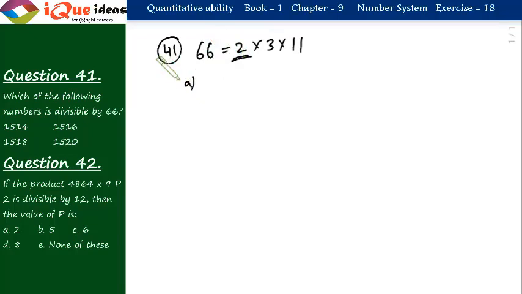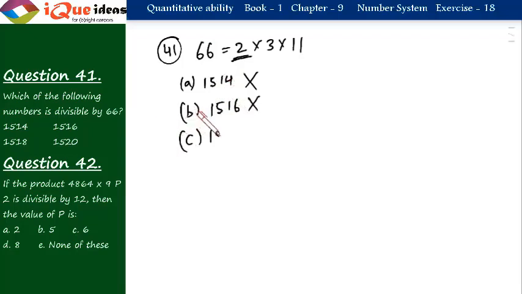I'll write the numbers. Option A is 1514. Is it divisible by 2? Yes. Is it divisible by 3? Check the sum of digits. 1 plus 5, 6 plus 1, 7 plus 4, 11. Sum is 11, so it is not divisible by 3. Hence there is no point in checking for 11. Option B, 1516. It is an even number, so divisible by 2. Check divisibility by 3 by adding the digits. 1 plus 5, 6 plus 1, 7 plus 6, 13, not divisible by 3. There is no point in checking for 11.